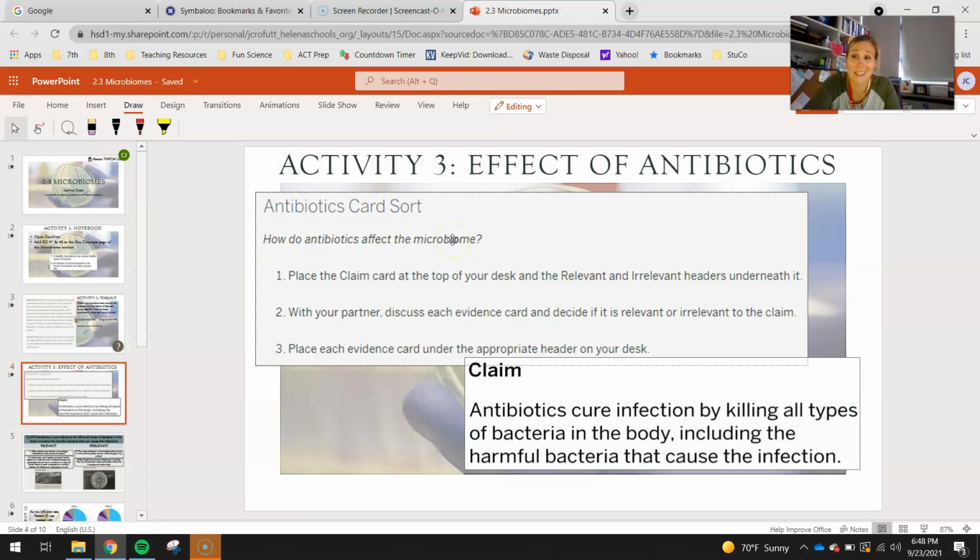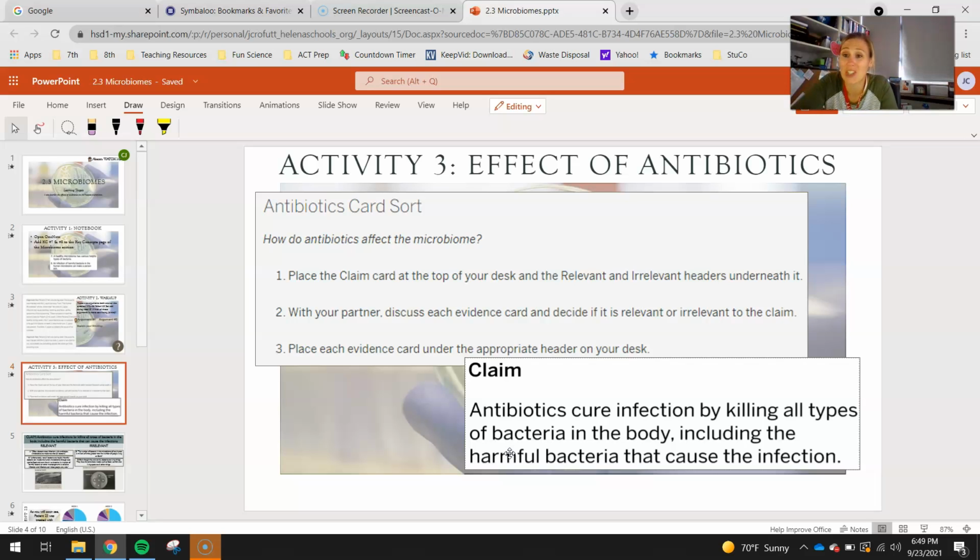If you guys were in class today, we did this with actual physical cards. Okay, you guys are going to be doing it on your computer to show me that you guys kind of read through that evidence. So how do antibiotics affect the microbiome? So your claim today is that antibiotics cure infection by killing all types of bacteria in the body, including the harmful bacteria that cause the infection.